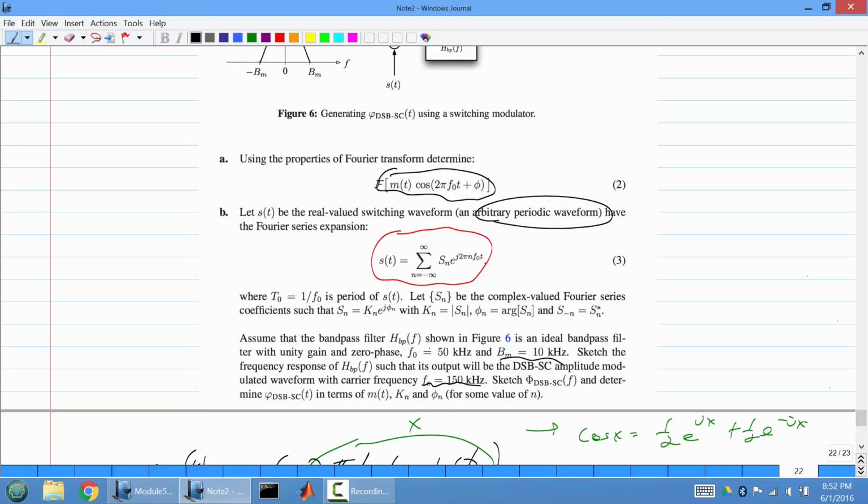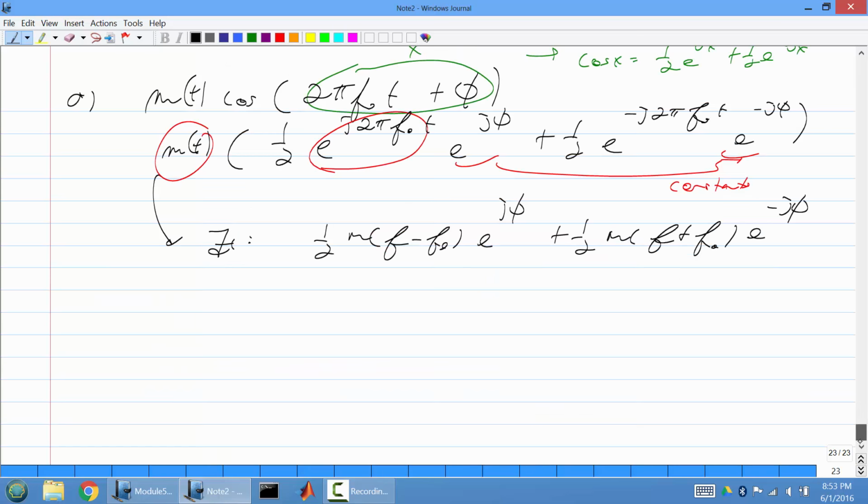Because this is sampled, you're going to have copies of the spectrum. This here would be the fundamental frequency of the wave, so this is 50 kilohertz. So this 50 kilohertz is the frequency of s of t. They want you to make it such that the output will have your original spectrum shifted over by 150 kilohertz, and this is minus 10 and this is 10 kilohertz. So they want you to figure out a bandpass filter that'll do that. Okay, that's totally fine. So B.